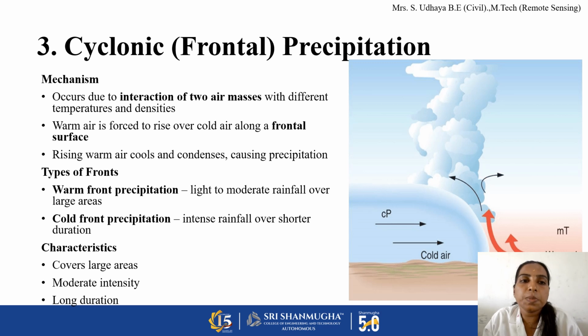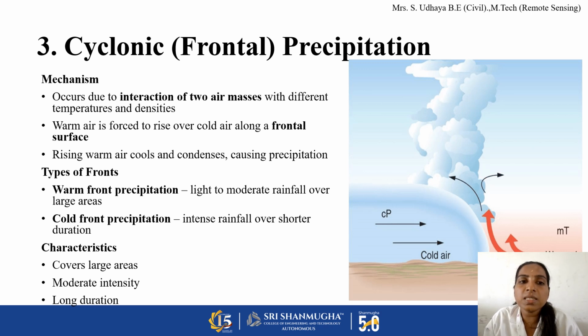Next one, cyclonic precipitation. It is also called frontal precipitation. Generally, cyclone occurs in the low pressure belt in the anti-clockwise direction in the northern hemisphere. So here two air masses, let us consider cold air and warm air, meet. When the intensity of the cold air is higher than warm air, cold air suddenly rises. That is called cold front. Okay. When the intensity of warm air is maximum compared to cold air, the warm air rises immediately into the atmosphere. Then it is called warm front.